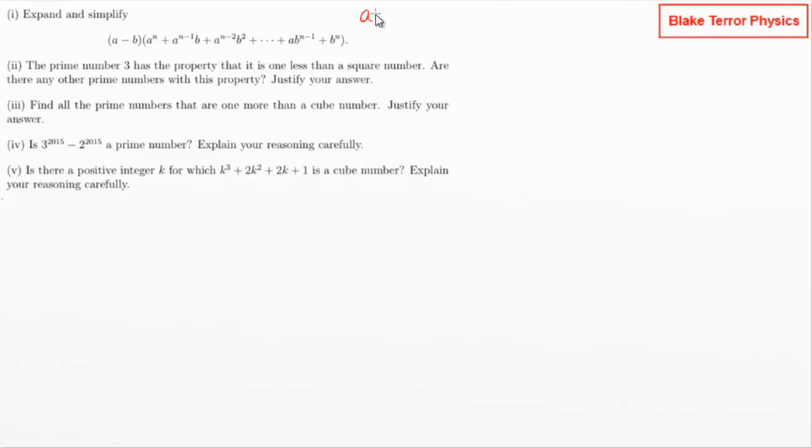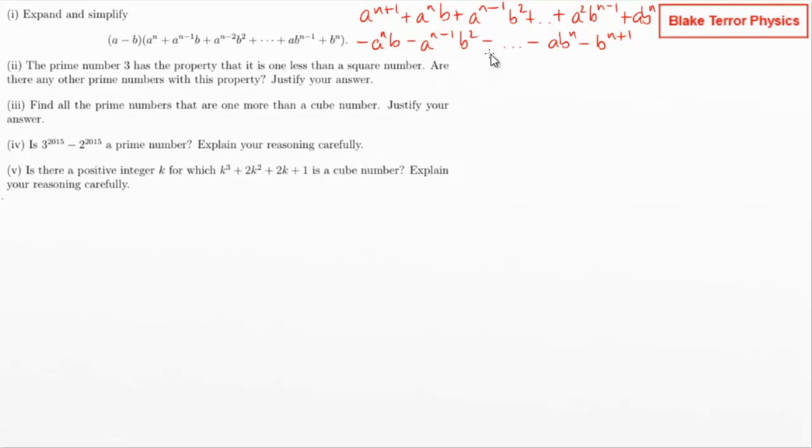So a^(n+1), I'll do all the a's first, plus a^n b plus a^(n-1) b^2 plus dot dot dot plus a^2 b^(n-1) plus a b^n. Right, now let's do the b's. Keep the a's at the beginning of each term though. So minus a^n b minus a^(n-1) b^2 minus dot dot dot minus a b^n minus b^(n+1).